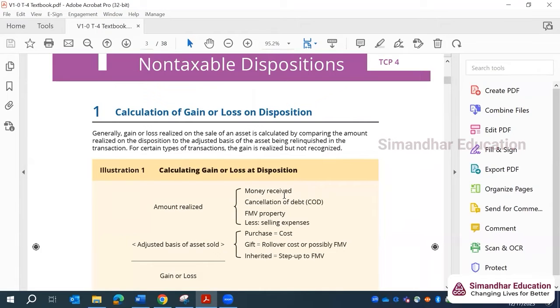Okay. Now, there are very limited transactions in which either the gain will be excluded or it will be deferred.